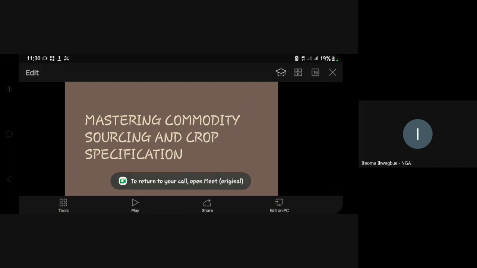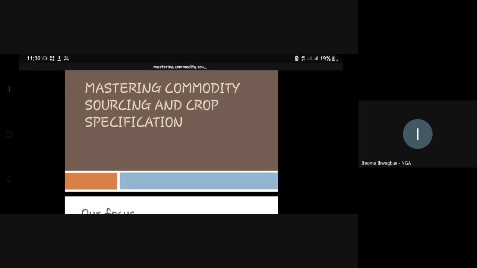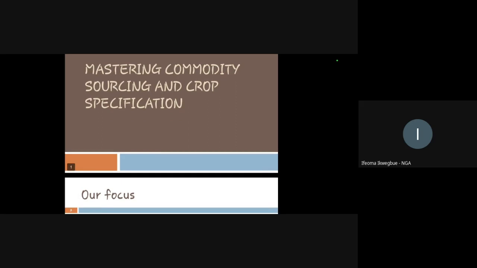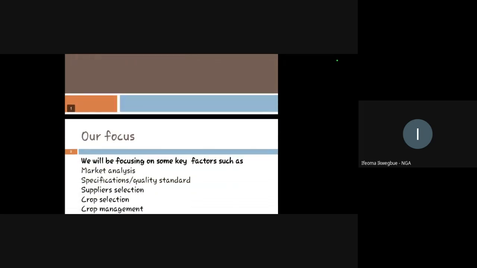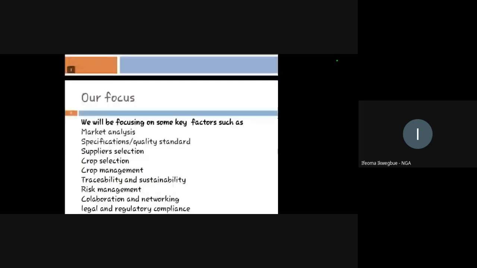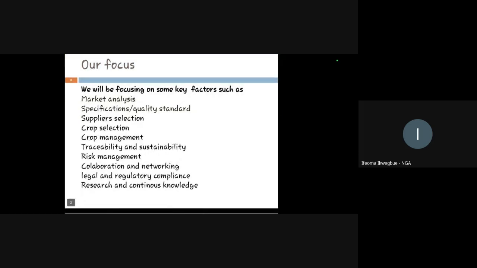Yes, I'll be taking us through mastering commodity sourcing and cross specification. This discussion will be focused on key factors that we need to put into consideration to have a successful business in the commodity value chain. We'll be looking into market analysis, specifications and quality standard, supplier selections, crop management, traceability and sustainability, risk management, collaboration and networking, legal and regulatory compliance, research and continuous knowledge.